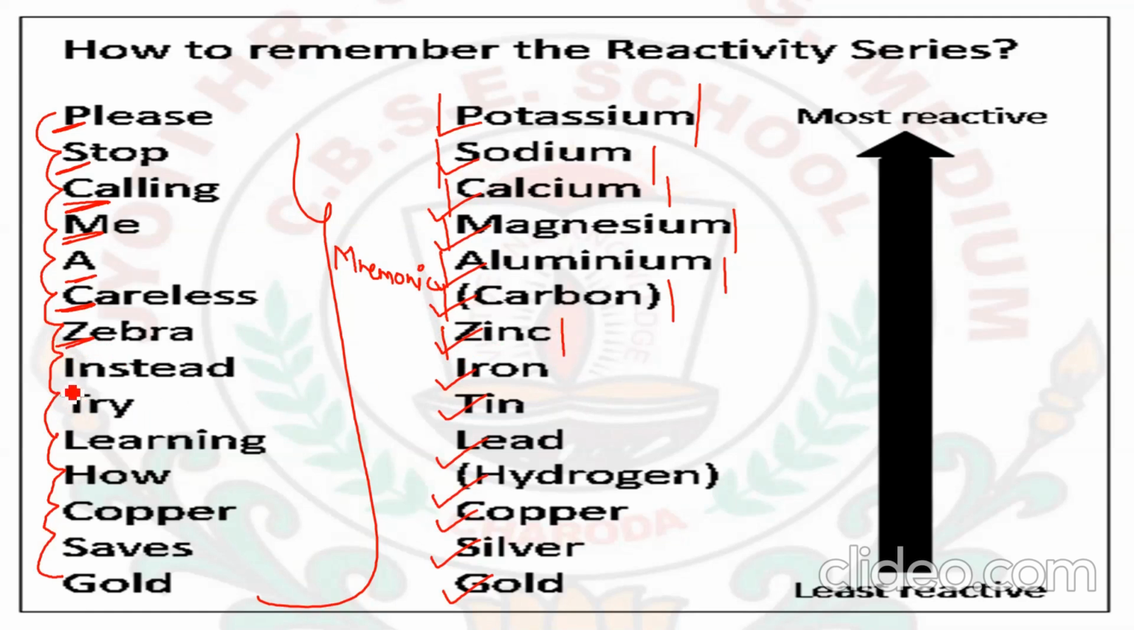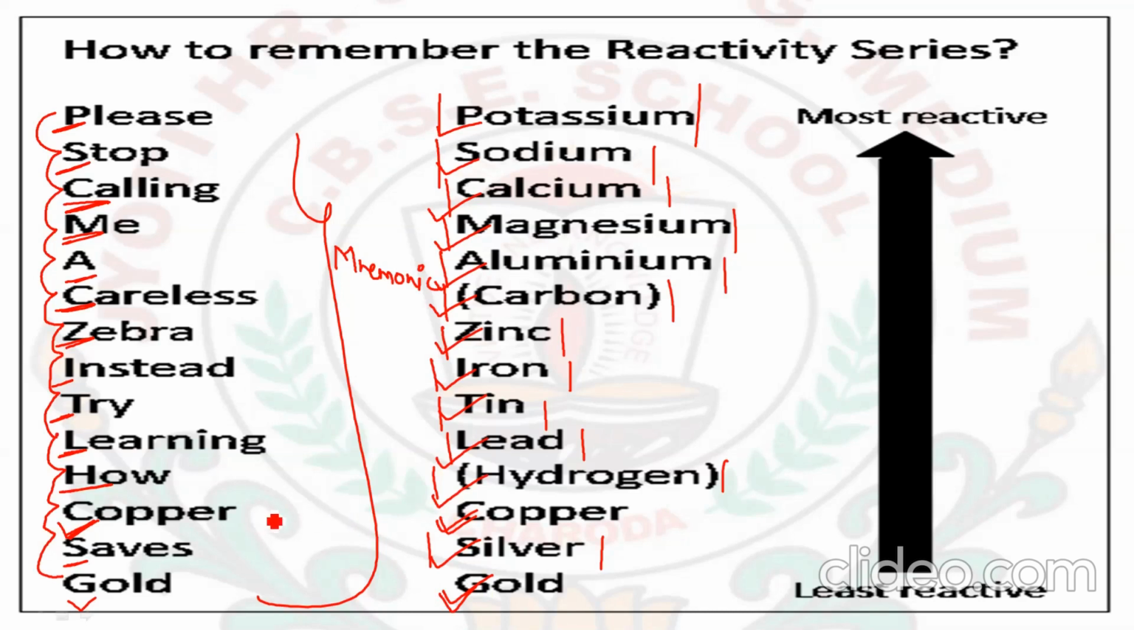Then from instead, I, iron is here. Then from try, T, you get tin here. Then from learning, L, you get lead here. Then H of how, you get hydrogen here. Then copper is directly written here, so copper is there. Then saves, S for silver here. And then last is gold, which is directly written here. So you can remember this reactivity series by using this mnemonic.